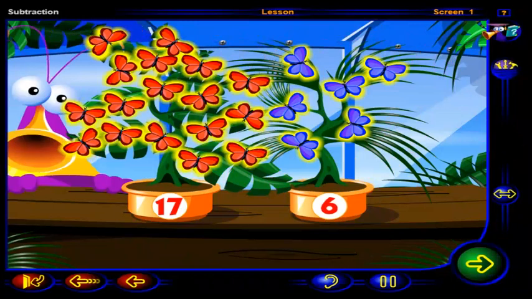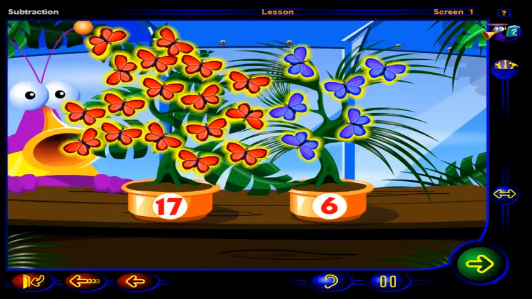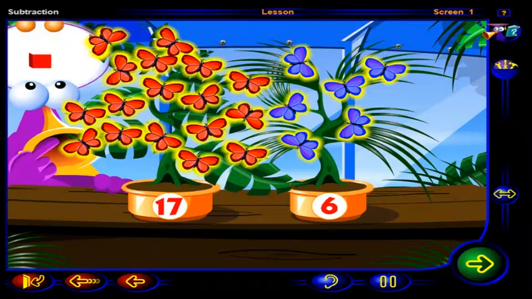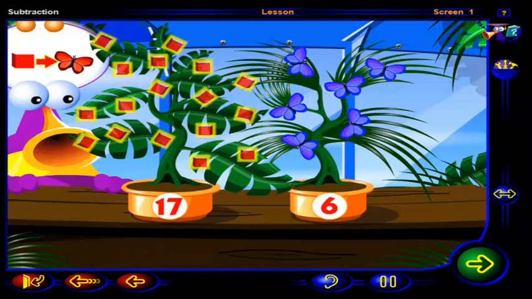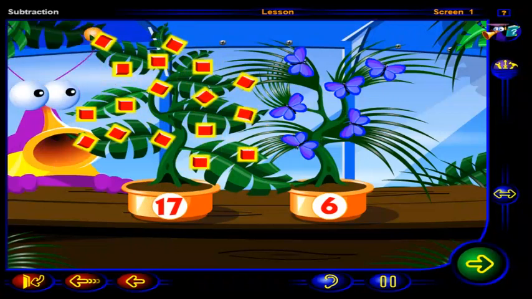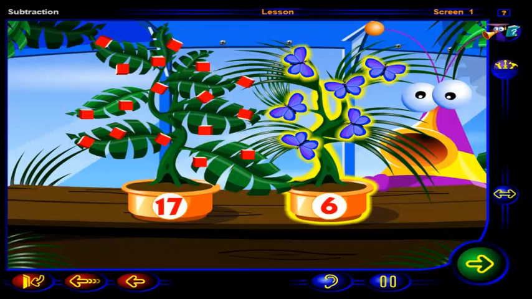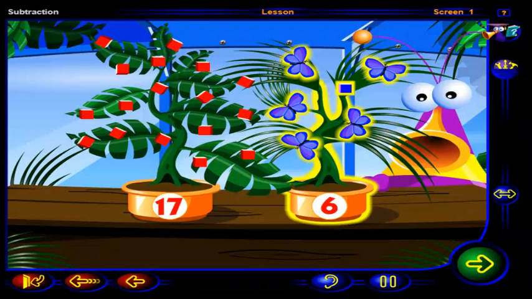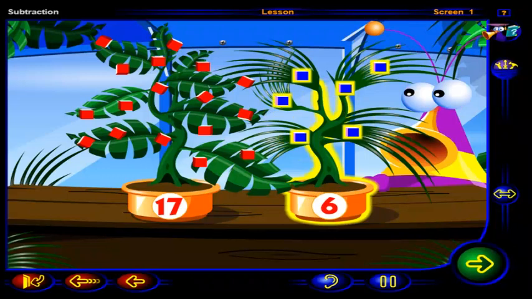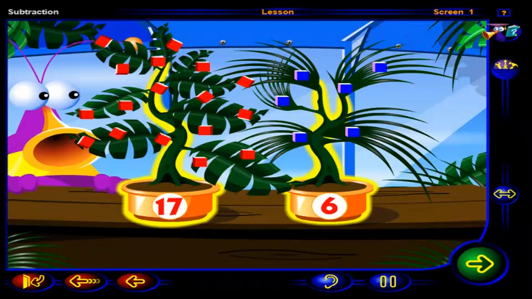We can see how many more there are by using blocks. Let's say that one red block shows one red butterfly. Then 17 red blocks show 17 red butterflies. Click on the plant with the blue butterflies. One blue block shows one blue butterfly, so 6 blue blocks show 6 blue butterflies. Click on each plant to stack the blocks.